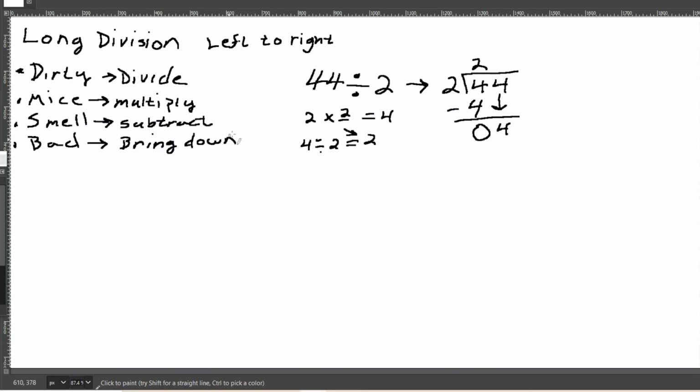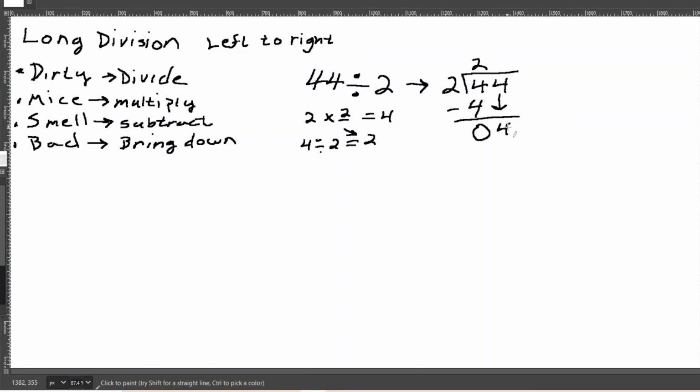And since I bring something down, I have to go back into the top. So this is what makes it kind of like an algorithm, right? It's a bunch of steps until I actually can't do anything. And the way you know that you're done with division is there's nothing to bring down. So since I brought something down, I gotta restart.